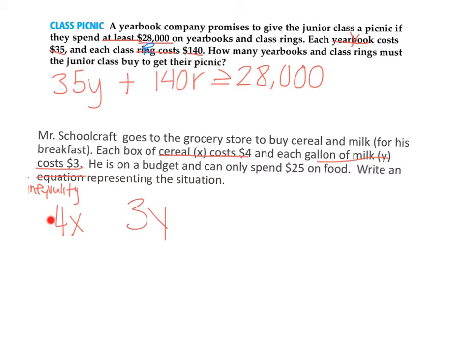Okay, so we have the amount that he spent on cereal and the amount that he spent on milk, the total of which needs to be no more than $25. Okay, so this amount could be equal to 25, so our inequality will have an equal sign under it, but it cannot be more than that. So it needs to be less than or equal to $25 in order for him to stay on his budget. And that is our inequality.